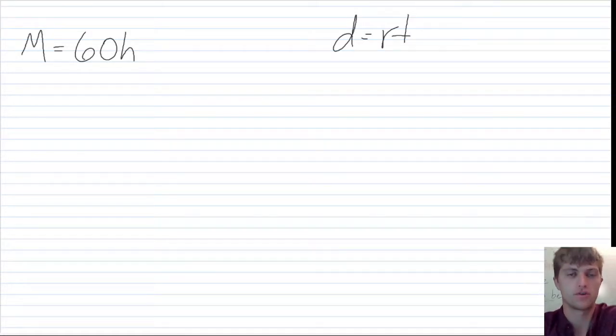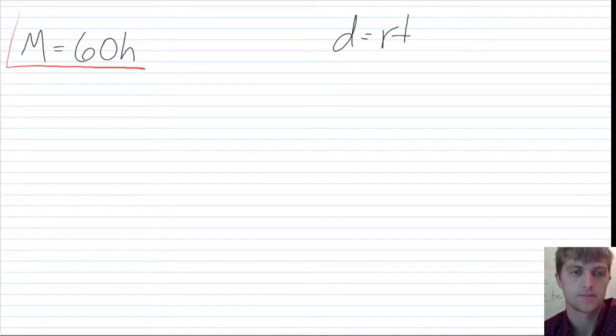Let's start with a refresher of some definitions. Before we do that, let's take a look at some equations here. This first one is an equation that tells us how many minutes we have if we have a certain amount of hours.